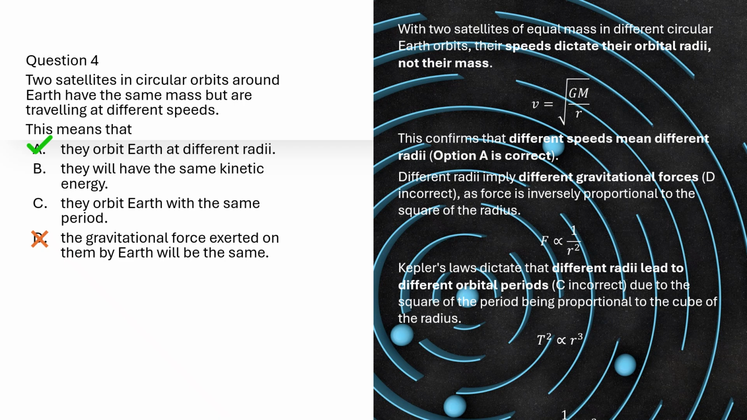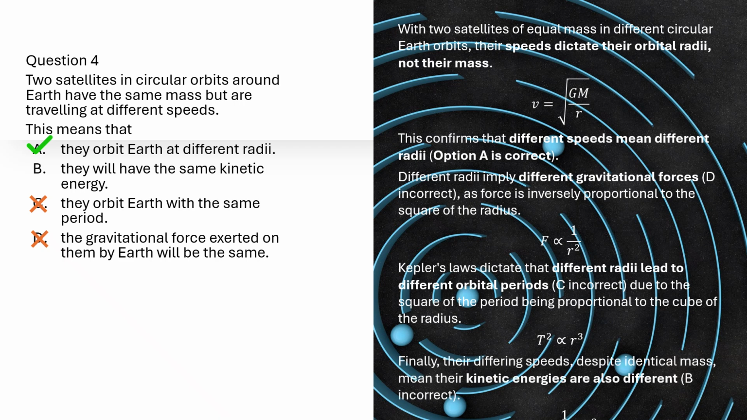Kepler's laws dictate that different radii lead to different orbital periods. C is incorrect, due to the square of the period being proportional to the cube of the radius. Finally, their differing speeds, despite identical mass, mean their kinetic energies are also different. B is incorrect.